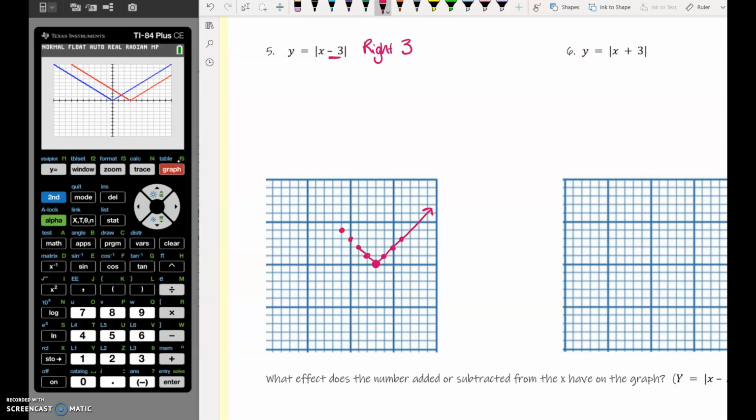And I know it looks a little different on my screen. Hold on. Okay, I changed my window, so now these squares look a little bit more similar to the squares on my graph.